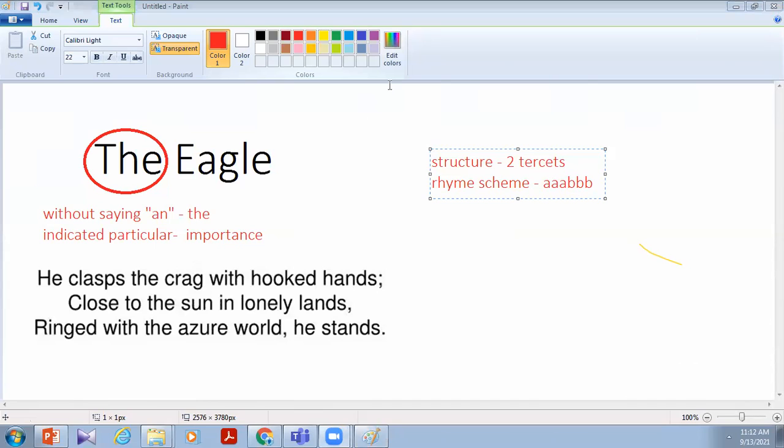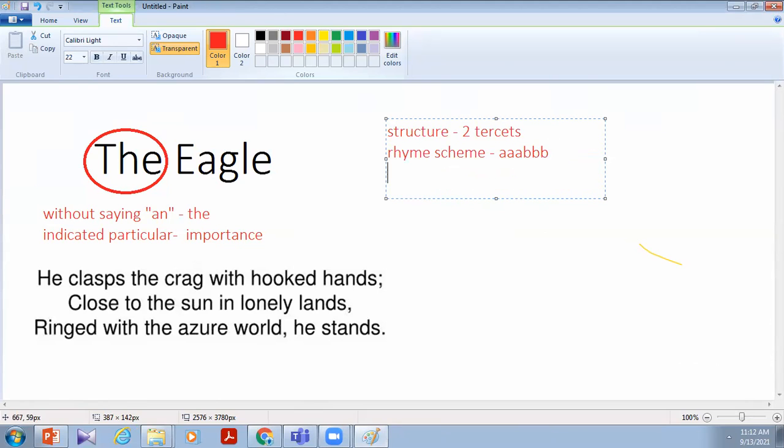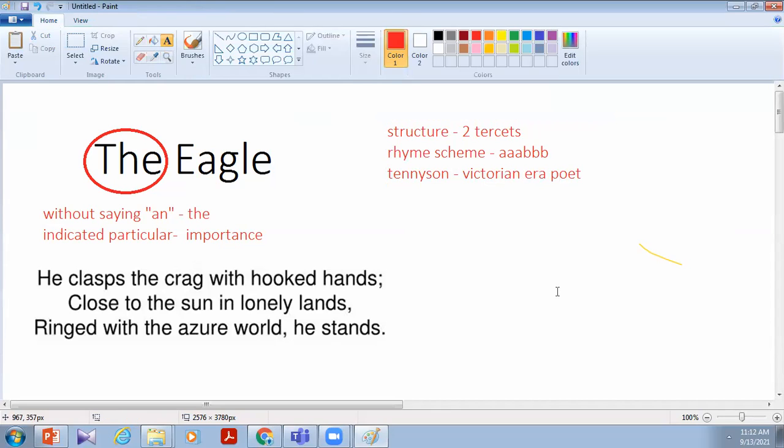Okay. Then if you don't understand anything, you can question me. I'm openly waiting for questions. If you have questions, you can ask. So right, let's move on. So this is the structure. If you want, you can say Tennyson is a Victorian poet. Victorian era poet, he belongs to the Victorian era.